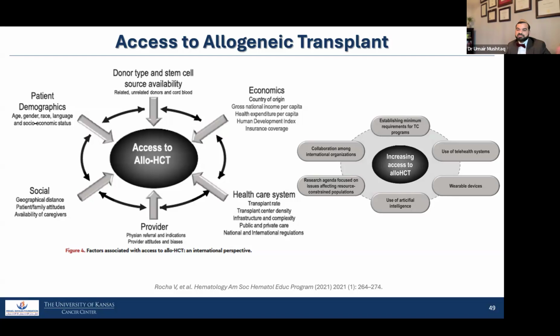So establishing minimum requirements for a transplant center, telehealth use. These days we have wearable devices that can be used for remote monitoring and acting on that. Thinking out of the box is important. AI use, a research agenda that focuses on solving local problems and not just producing science for the sake of publications, but actually solving local problems, and collaboration with international organizations that can get the needed resources to local communities.